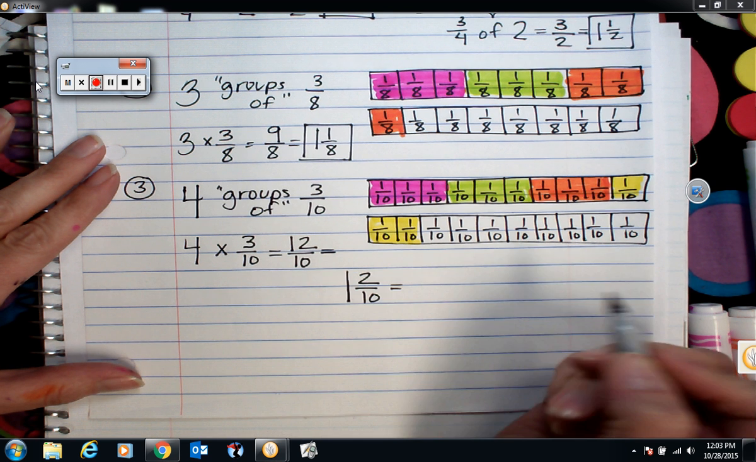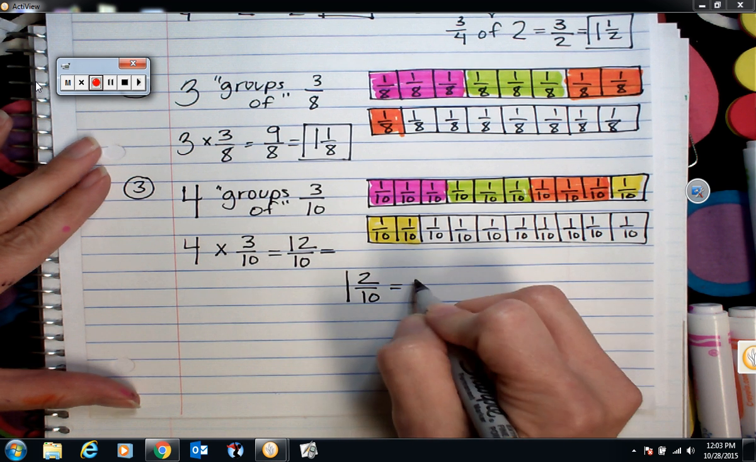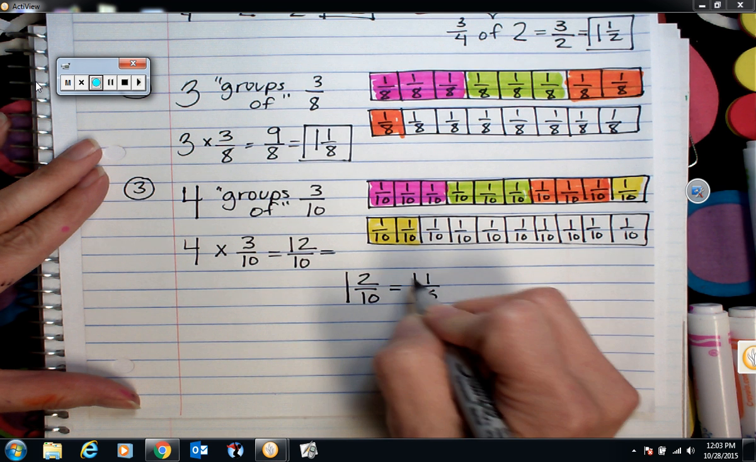Then I know that 2 and 10 share a common factor of 2, so I can go ahead and simplify it one more time, and I get a final answer of 1 1/5.